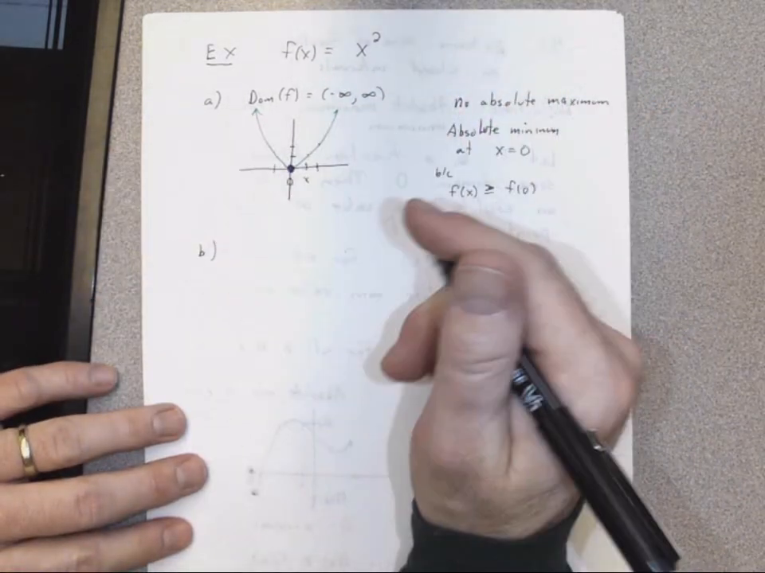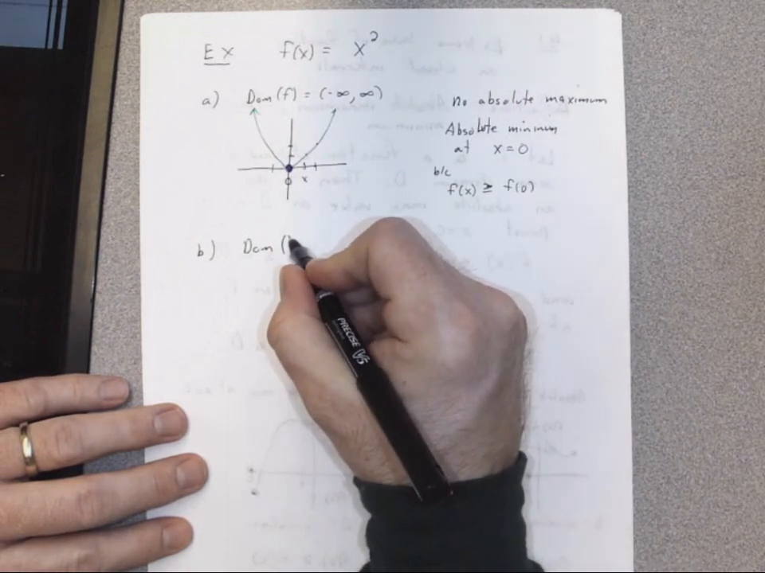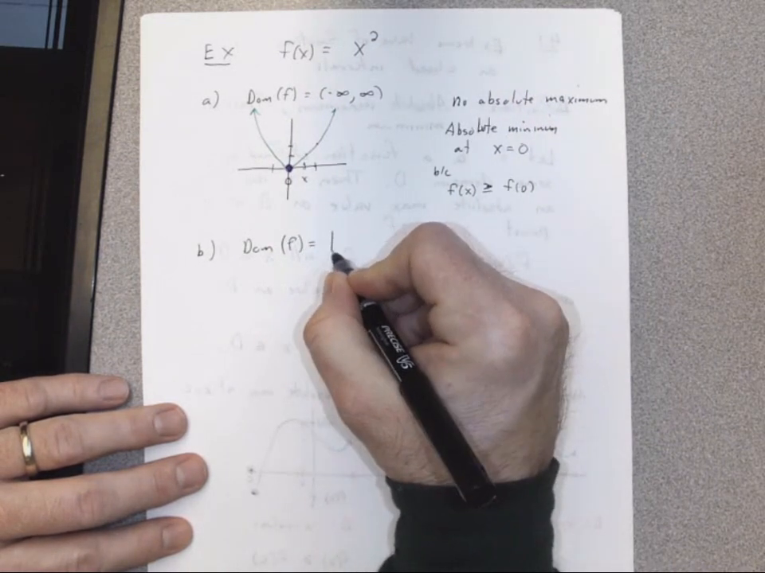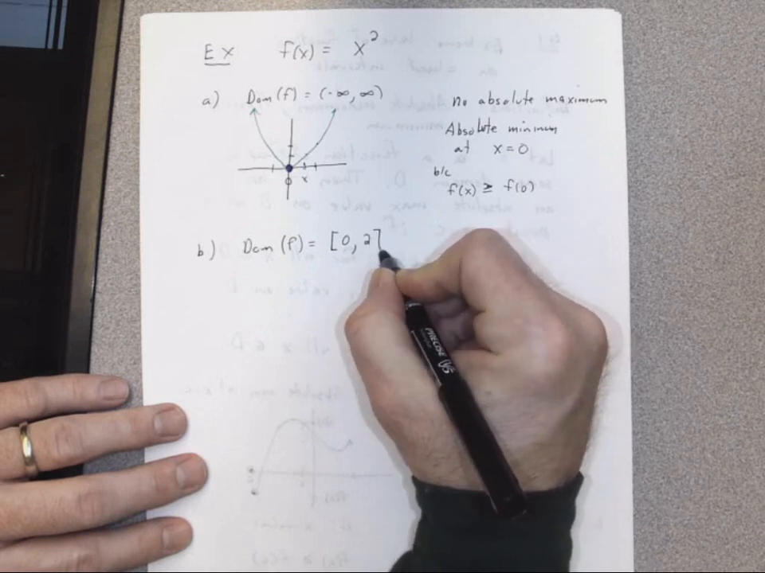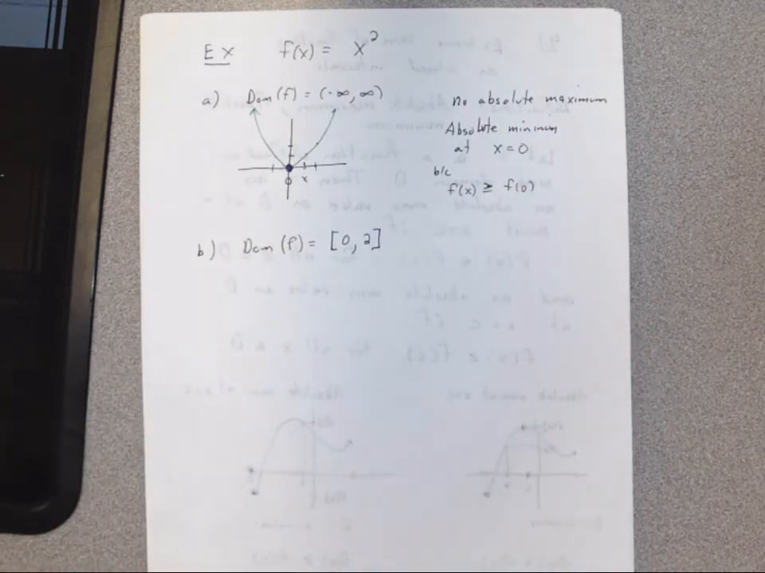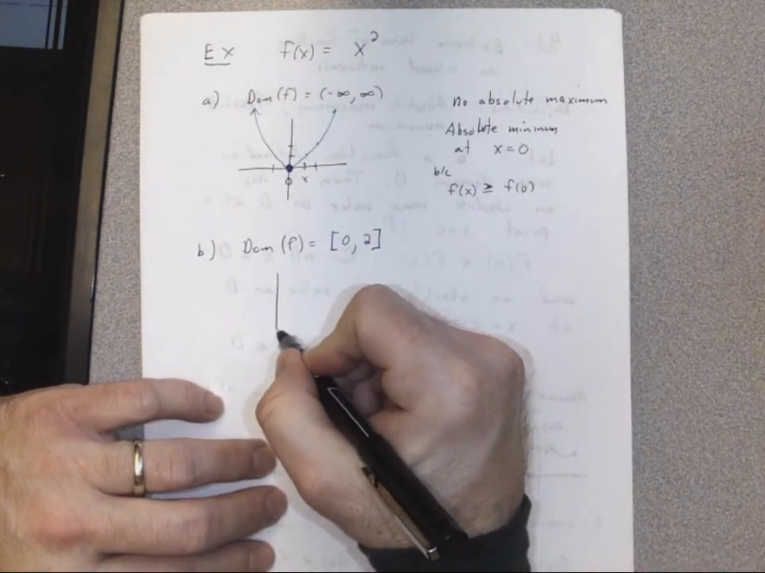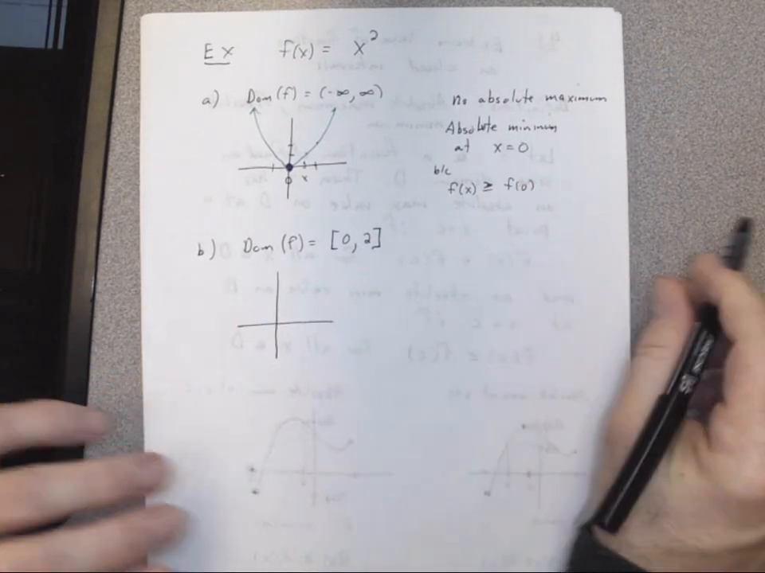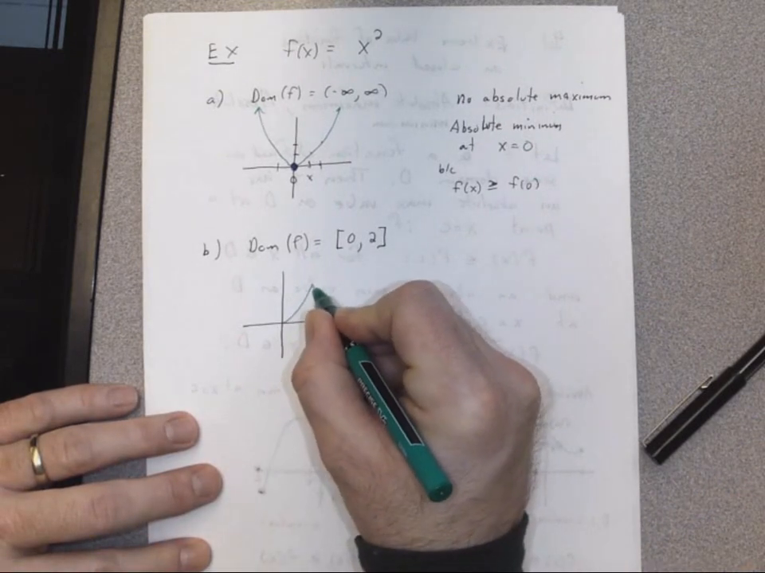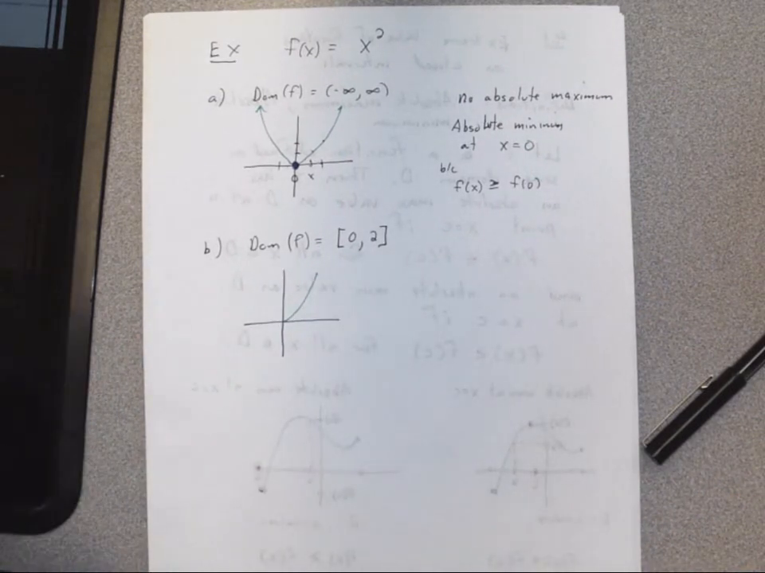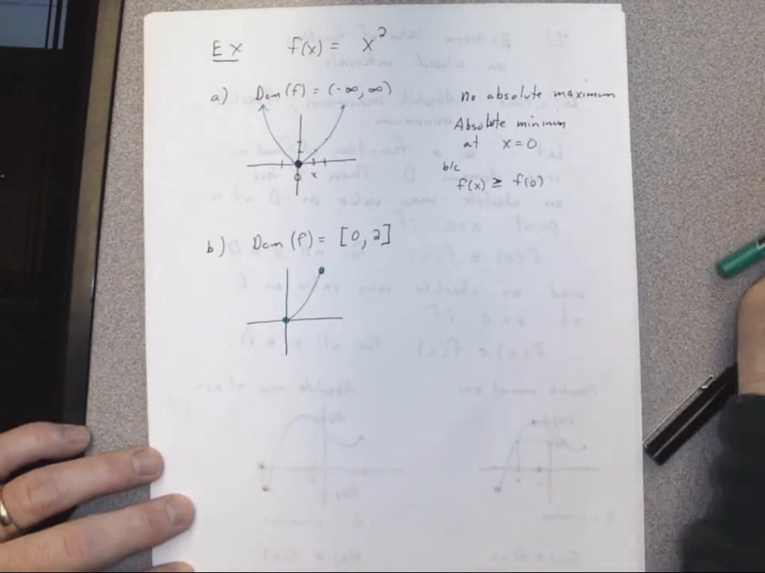What I'm going to do now is restrict the domain. I'm going to take the exact same function, but I'm going to restrict the domain of f to be the closed interval from, say, 0 to 2. So if I take the closed interval from 0 to 2, we're going to have this picture right here. Our function's just going to be this. And I'm going to put closed values here. So from 0 to 2.